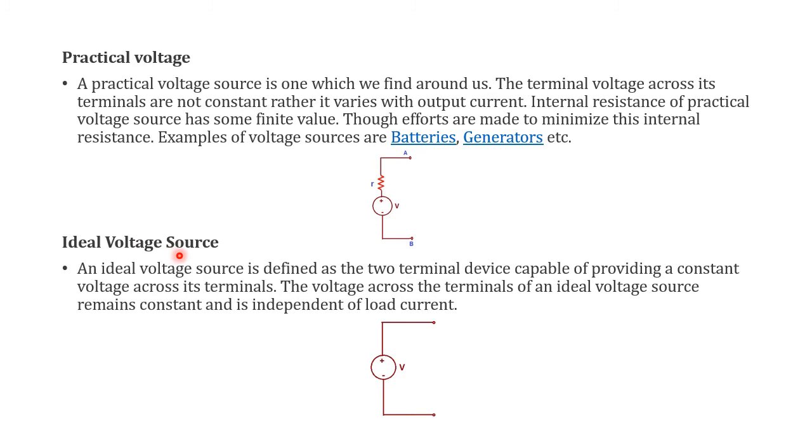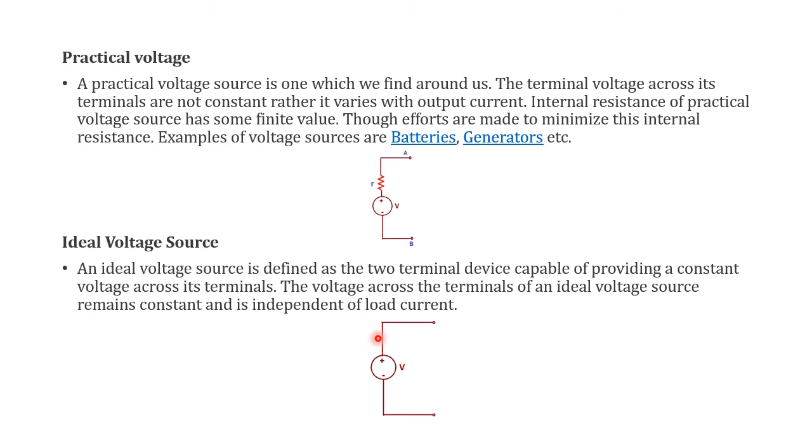These types of elements we can consider as practical voltage sources. But what are ideal voltage sources? Ideal means that the voltage source should be in the ideal condition. For example, here this is the symbol for the practical voltage source. This is the symbol for the ideal voltage source. So what is the difference between these two symbols? The one and only difference is, here there is an internal resistor R, but here there is no internal resistor. That is the main difference between practical voltage sources and ideal voltage sources.